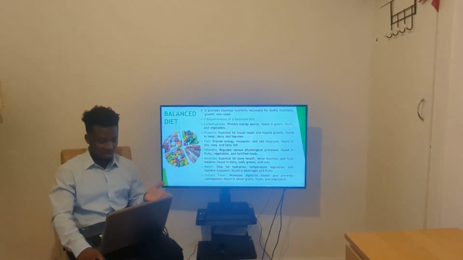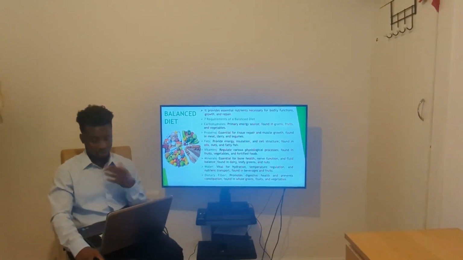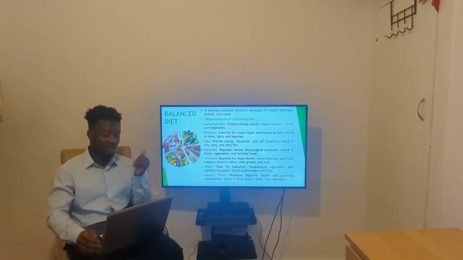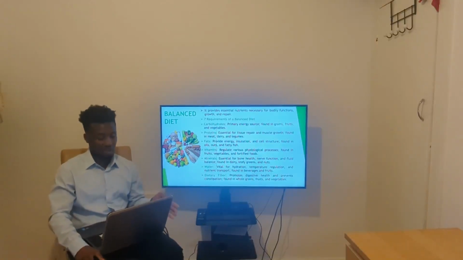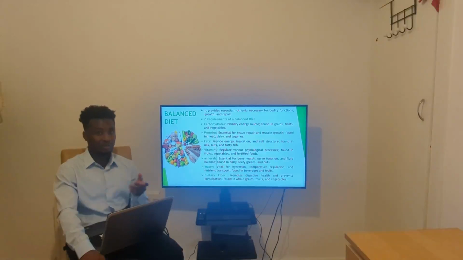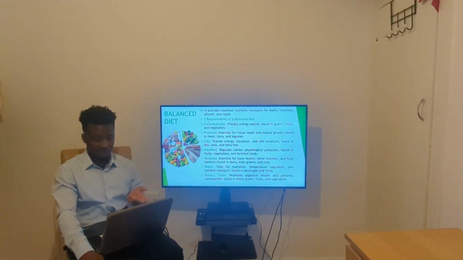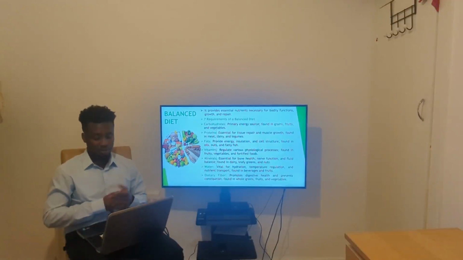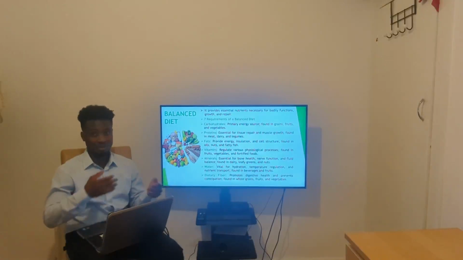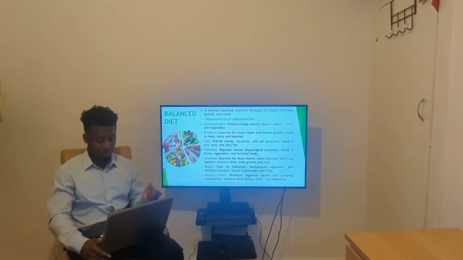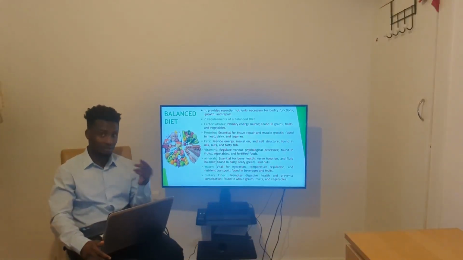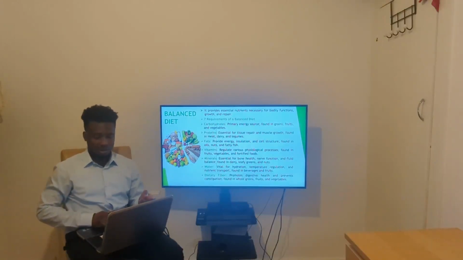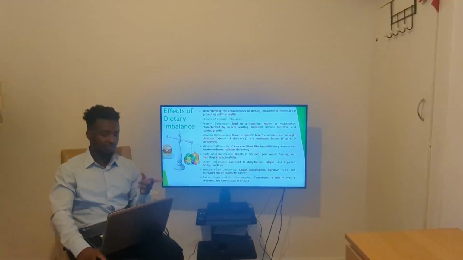Minerals are essential for bone health, nerve function, and fluid balance. They can be found in dairy, leafy greens, and nuts. Water is key for hydration and temperature regulation, and it aids nutrient transport. It can be found in beverages and fruit. Dietary fiber promotes digestive health and prevents constipation. Constipation is when it's hard to go to the toilet, so dietary fiber is actually good for preventing constipation. So the next slide, we're going to be talking about the effects of dietary imbalance.